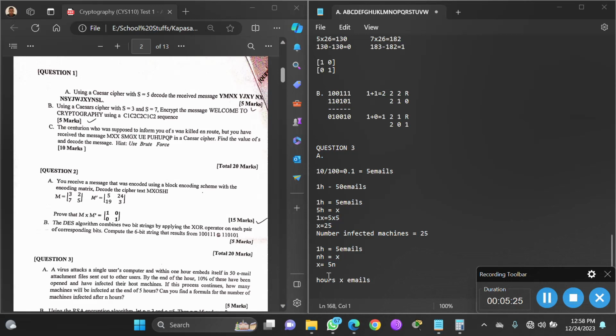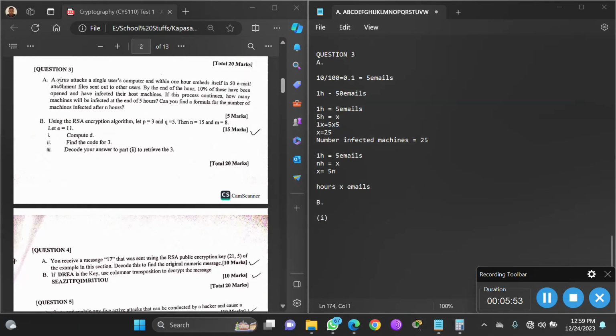So if you want to prove, remember that n represents hours. So to get number of infected machines, if we had 5 hours, based on the previous example, you see that it will be 5 times 5, which will be 25. So if we get like 10 hours, it will be 5 times 10, which is 50, number of infected machines. So that's it.